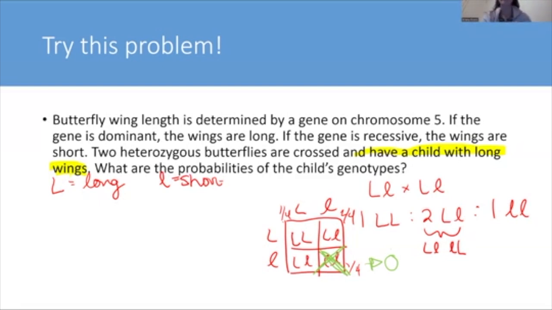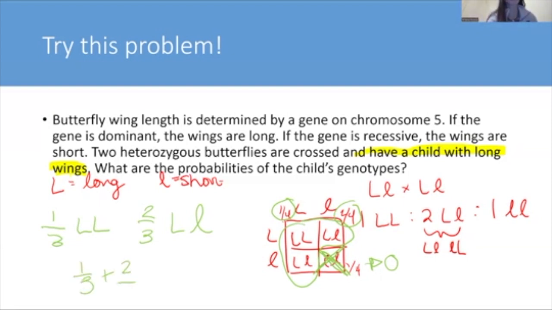So now if we were to look at these probabilities right here, 1/4 plus 2/4 is 3/4. But those are our only probabilities. We need our probabilities to still add up to be 1, since those are our only options. So if we look at them right here, there are only 3 boxes. One of the 3 boxes is homozygous dominant, and 2 of the 3 boxes are heterozygous. And you'll notice now that our 1/3 plus our 2/3 equals 1. Yay, that's what we want.